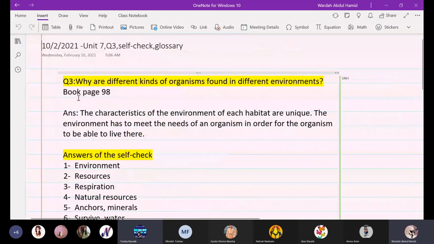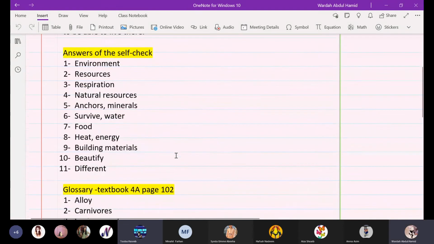Question 3. What are different kinds of items found in different environments? Characteristics of the environment of each habitat are unique. Okay, read one more time, Tuba. Characteristics of the environment of each habitat are unique. They meet the needs of an organism in order for the organism to be able to live there. Okay.